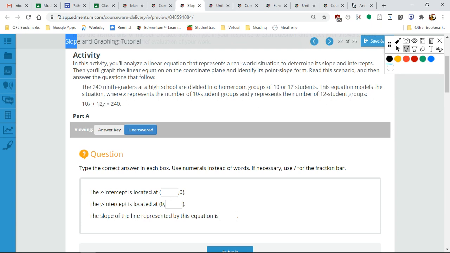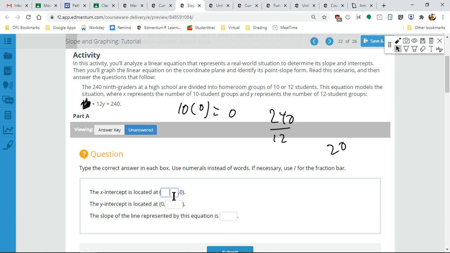Let's say I'm solving for my y-intercept. That means I have to pretend that there is no x value. I have to pretend that x equals 0. So 10 times 0 is 0. So in other words, 24 divided by 12 is 2. And I have an extra 0, so that's 20.